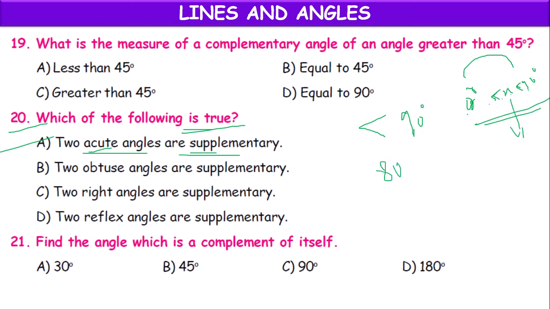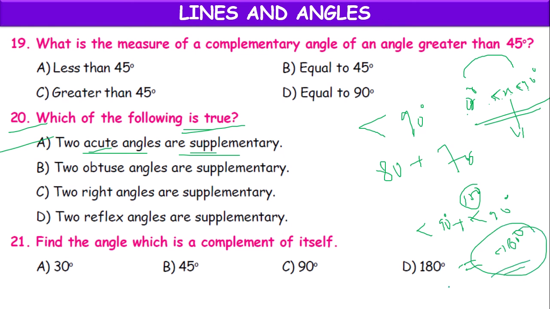Suppose we take 80 as one acute angle and another acute angle 70, their sum is equal to 150. So less than 90 degrees plus less than 90 degrees, whatever values we take, the final value will be less than 180 degrees. If they are equal to 180 degrees, they are said to be supplementary. But their sum is always less than 180 degrees. So they are not supplementary. False.